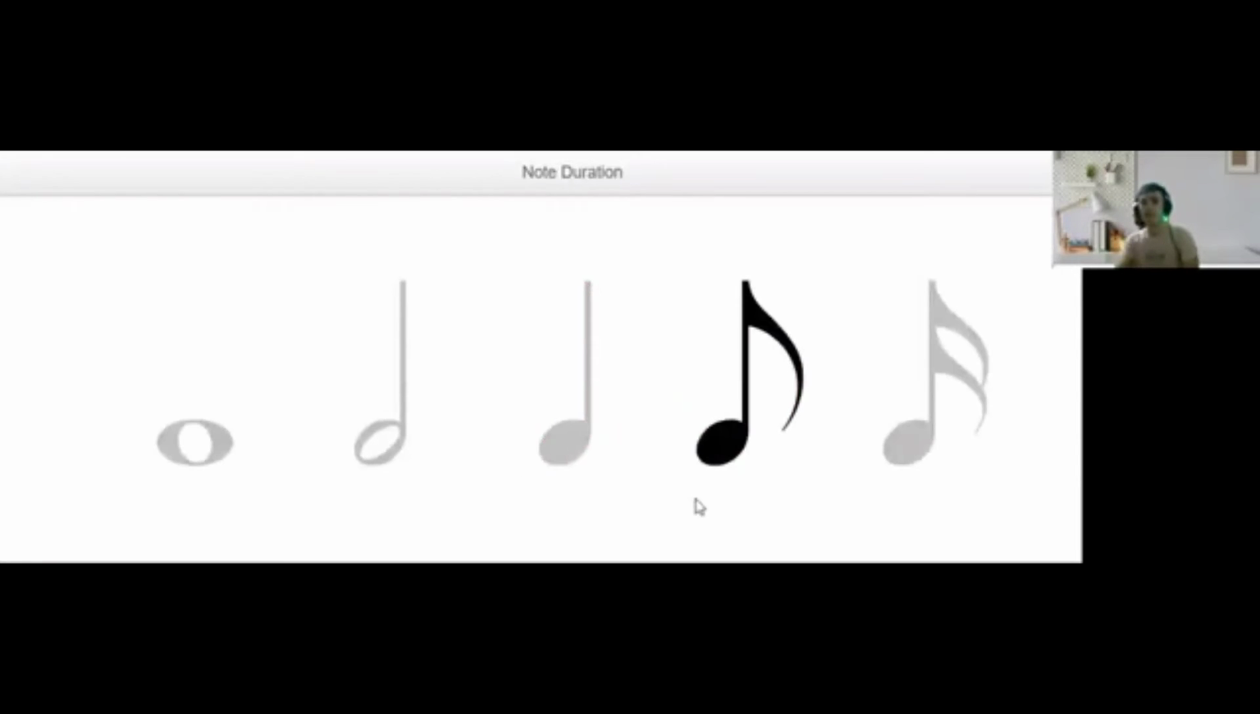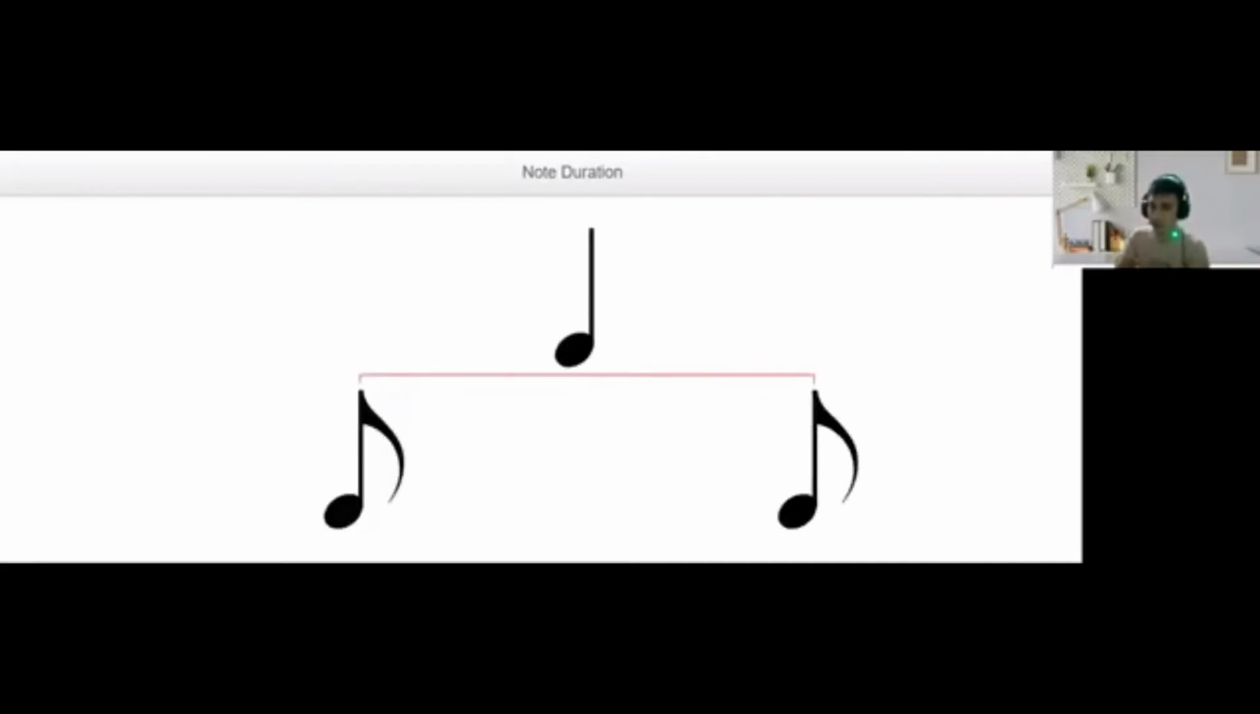Let's proceed. The next one is an 8th note. As you can see, it has a flag or a hook. Therefore, 2 8th notes occupy the same amount of time as 1 quarter note. If your quarter note is 1 beat, 1 8th note contains 1 half. So 2 halves is equal to 1 beat only for a quarter note. So 2 8th notes again occupy the same amount of time as 1 quarter note.